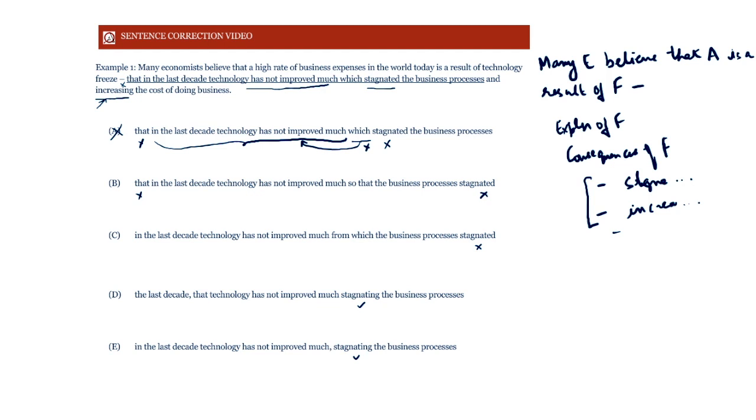That in the last decade, technology has not improved much so that the business process. Now, the use of so that is also not correct because it shows intention. But here, it's not an intention. The business process stagnating is not the intention of the technology freeze, right? It is a consequence. So that is why we'll not use so that also. And this also goes.